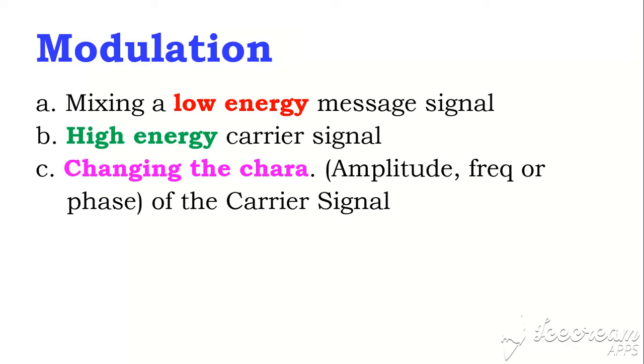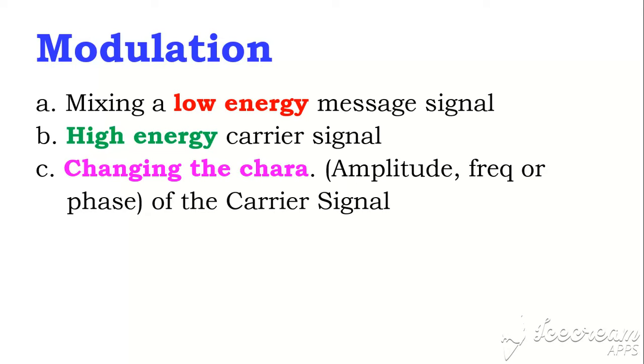In case of modulation, generally there are three subparts: mixing of a low energy message signal, a high energy carrier signal, and changing the parameters like amplitude, frequency or phase of the carrier signal. Modulation is the process of mixing a low energy message signal or data signal with a high energy carrier signal to produce a new high energy signal which carries information to a long distance.